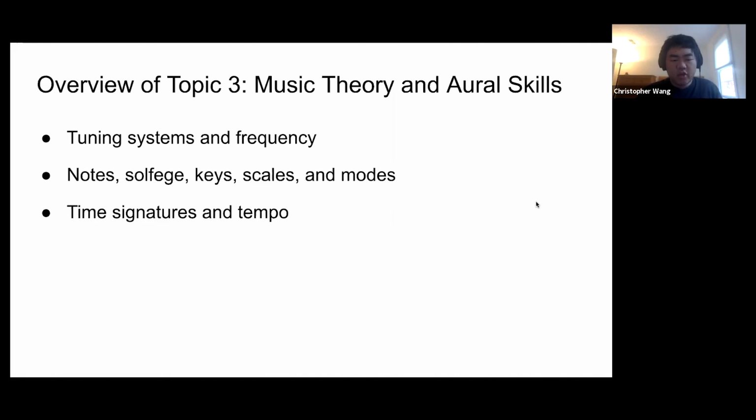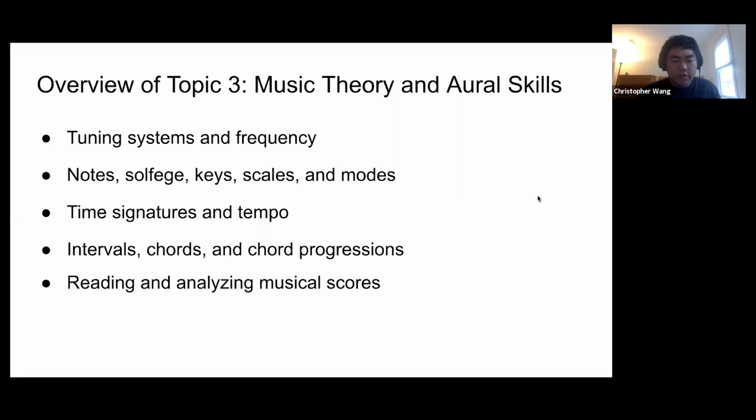I'll talk about time signatures and tempo, and how you can identify time signatures while listening. Intervals, chords, and chord progressions, and how you can hear those out as well. And also reading and analyzing musical scores and listening to and analyzing audio samples. And so we'll see how we can take these concepts and apply them to actual music and what we can get from those pieces.